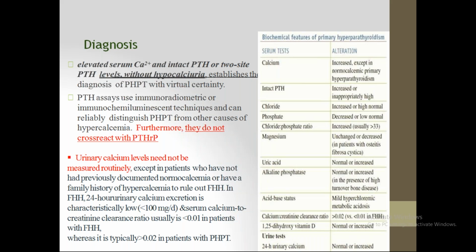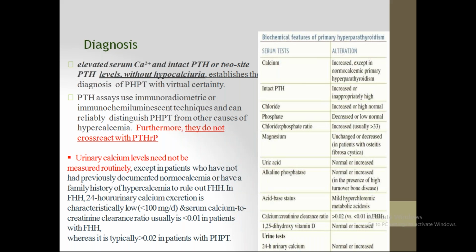There are a few other tests to be done, but they're not always necessary. Chloride will be increased or high normal. Magnesium can be unchanged or decreased. Uric acid can be normal or increased. ALP can be normal or increased. Acid-base status: they sometimes have hyperchloremic metabolic alkalosis. And vitamin D should also be done; it can be normal or increased.